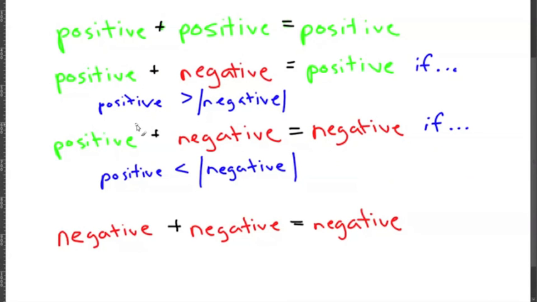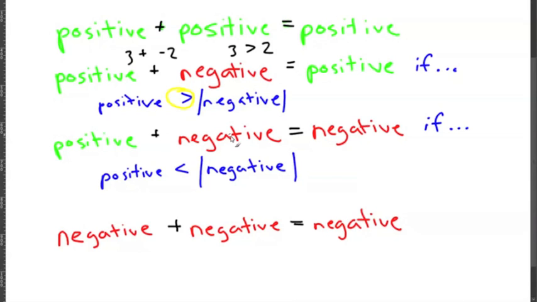A good note to remember, when adding integers, a positive plus a positive is always going to equal a positive. A positive plus a negative is going to equal positive if the positive value is greater than the absolute value of the negative number. For example, that would be 3 plus negative 2. 3 is greater than the absolute value of negative 2, which is 2. Therefore, your answer will be positive.